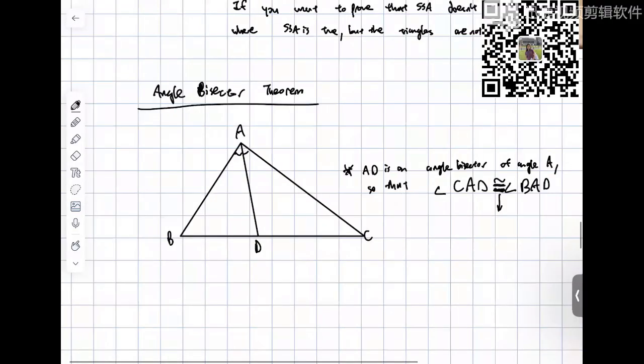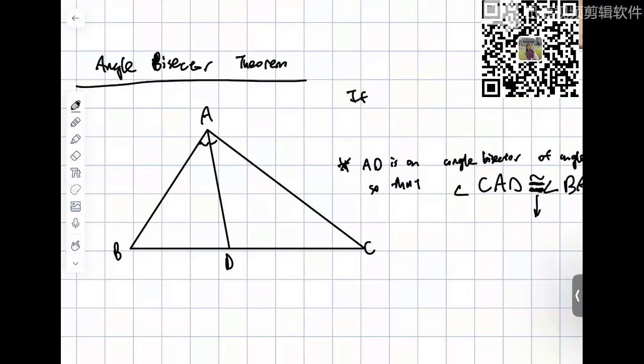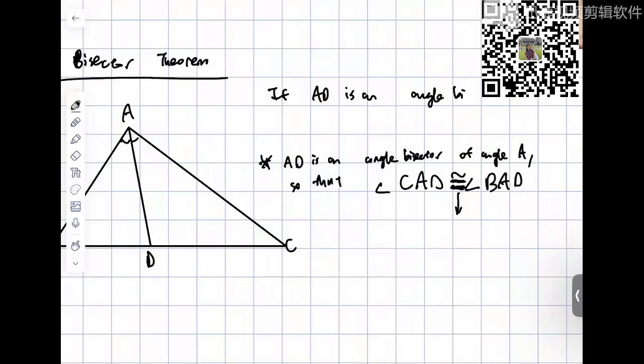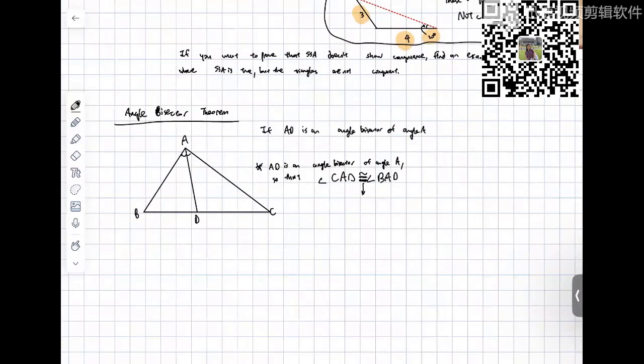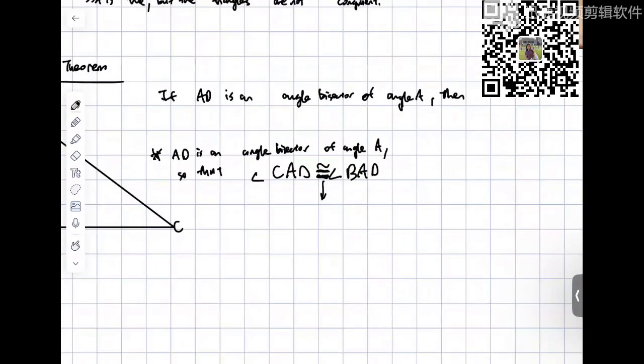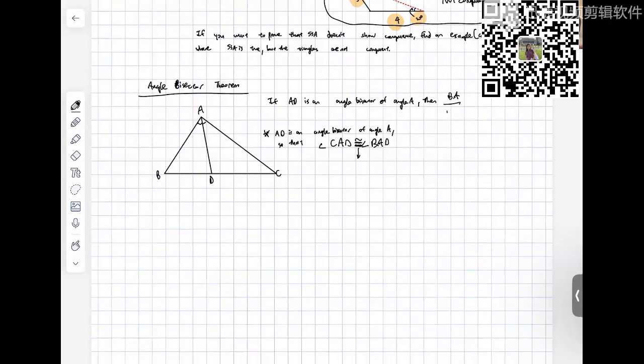And the theorem says that if AD is an angle bisector of angle A, then the ratio of BA over BD will equal the ratio of CA over CD. In other words, the ratios of the two side lengths around the angle divided by the portion of the third side length between a side length and where the angle bisector intersects it is equal. But I think it's better just to show it this way.